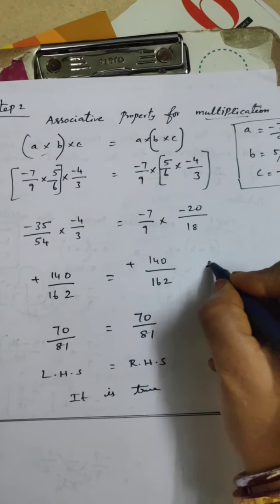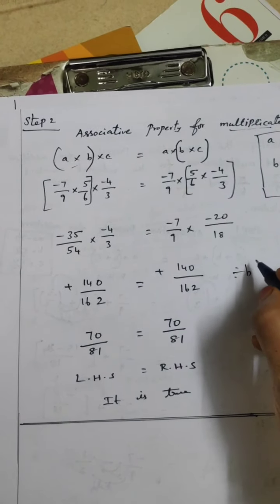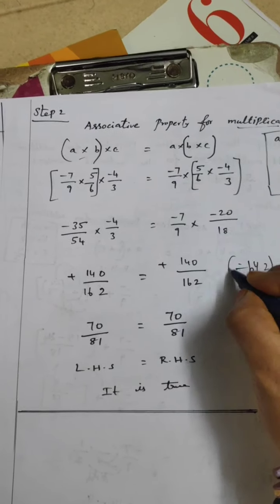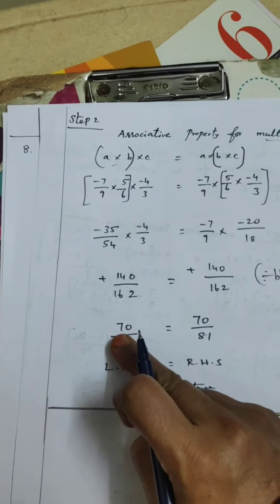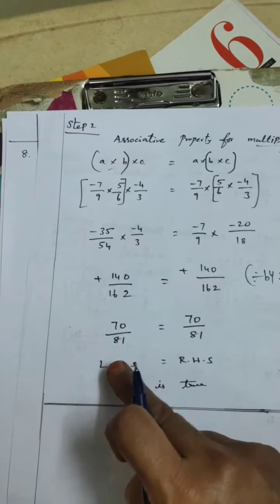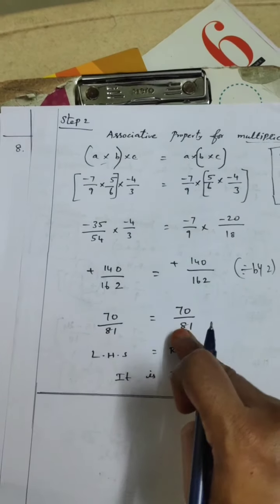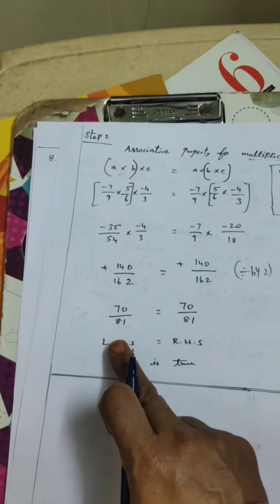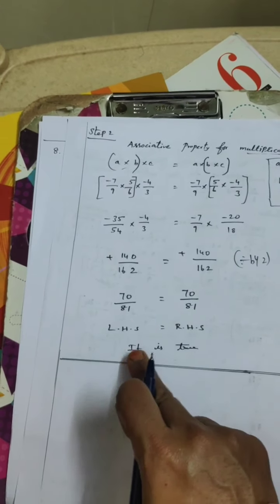Divided by second table. Second table: 2 7s are 14, 8 2s are 16, 1 1 is 1. Same also here, 70 by 81 is equal to 70 by 81. LHS is equal to RHS. It is true.